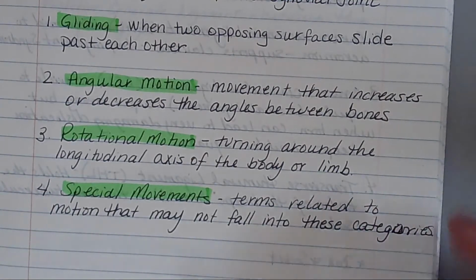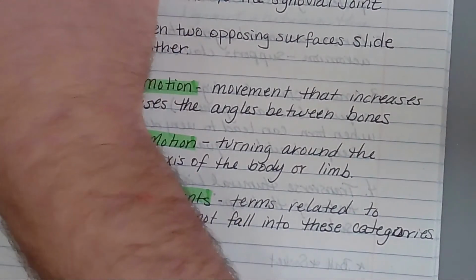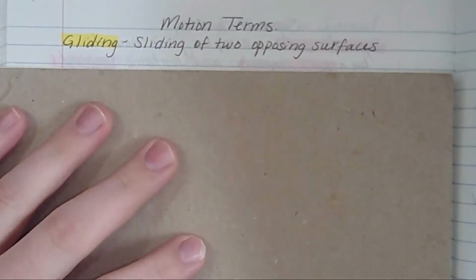Okay, so let's talk about those different motion terms. What do we have in terms of our different kinds of motion? The first type that we have here is a gliding motion. This is when two surfaces are sliding past each other. So if you have your two joints here and you have the articulation, they're going to be moving past each other like this. One surface slides over the other one.